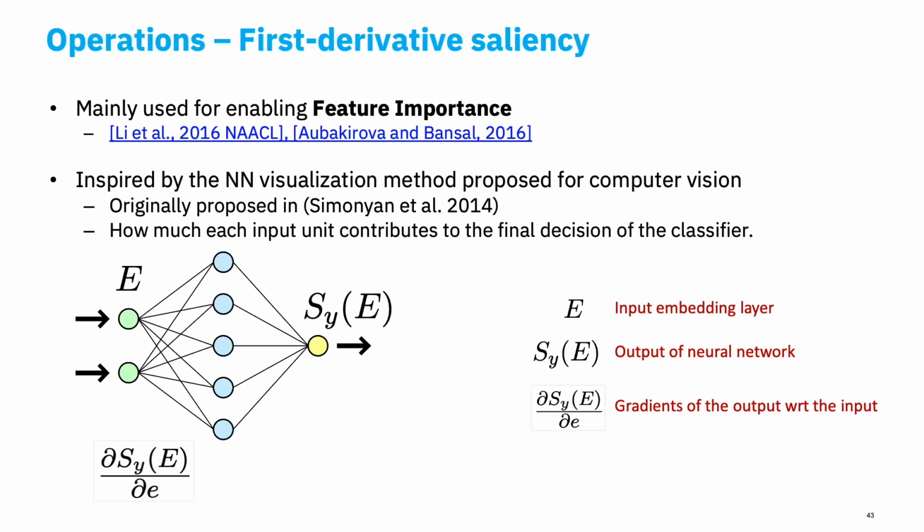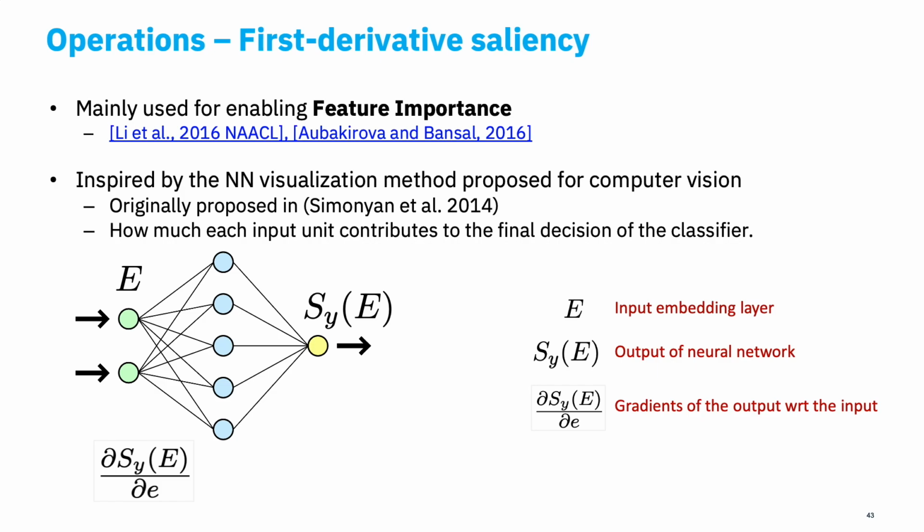The first one we are going to talk about is an operation called first derivative saliency. We observed that it is mainly used to enable feature importance. First derivative saliency was introduced as a neural network visualization approach proposed for computer vision tasks. The basic idea is to compute the impact of each input unit, namely each pixel, to the final decision of the classifier.